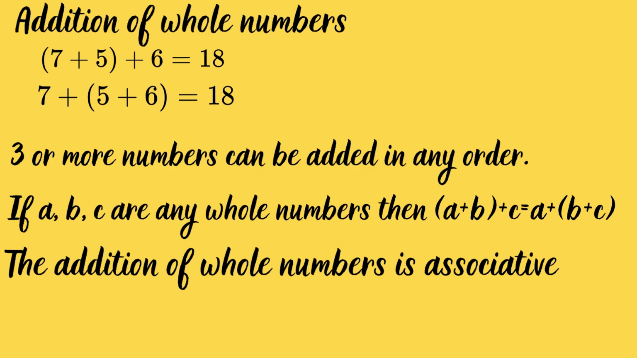Thus if A, B and C are any whole numbers, then (A plus B) plus C will give us A plus (B plus C). Thus, the addition of whole numbers is associative.